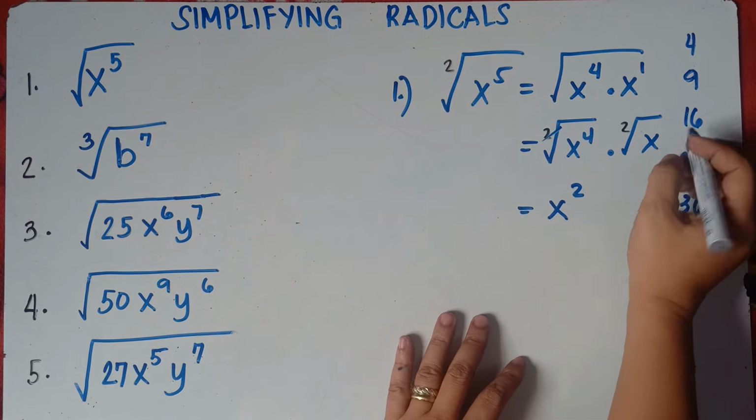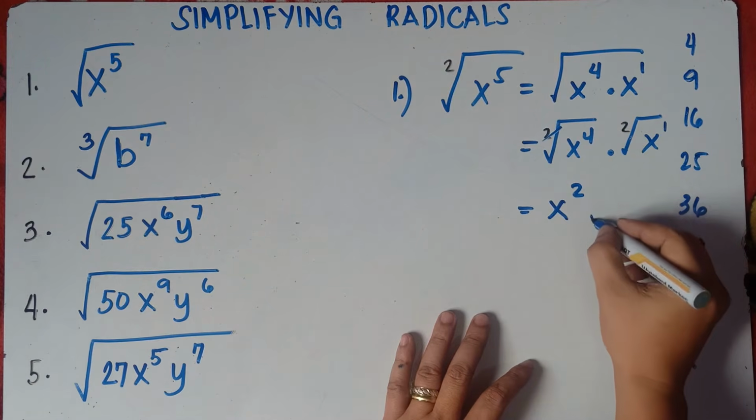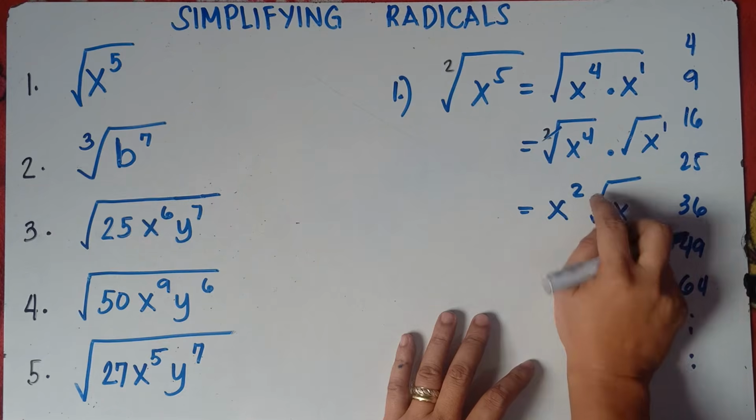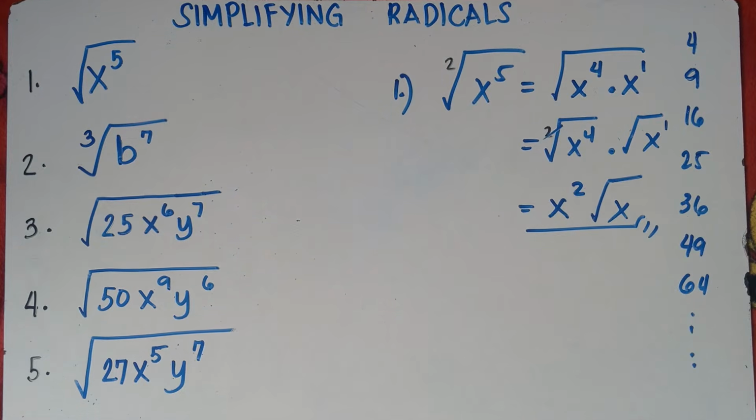Then can we divide? There's 1 here, 1 by 2. Nope, we cannot divide. So simply copy, class, square root of x. We can remove the index. Understood that there's 2 here. So this will be our answer, class. Okay? X squared, square root of x.